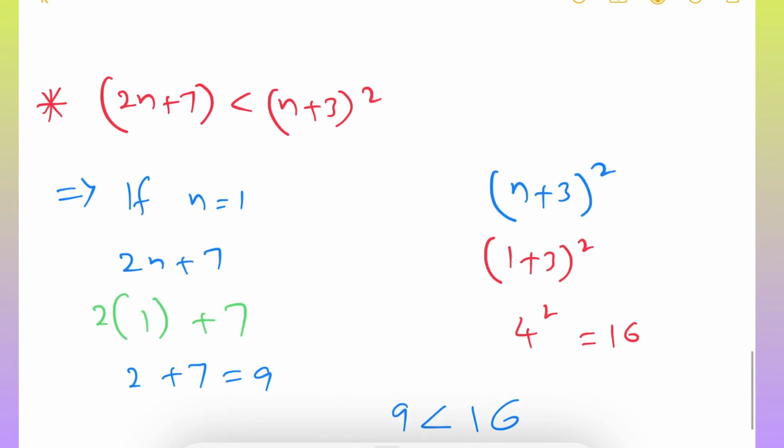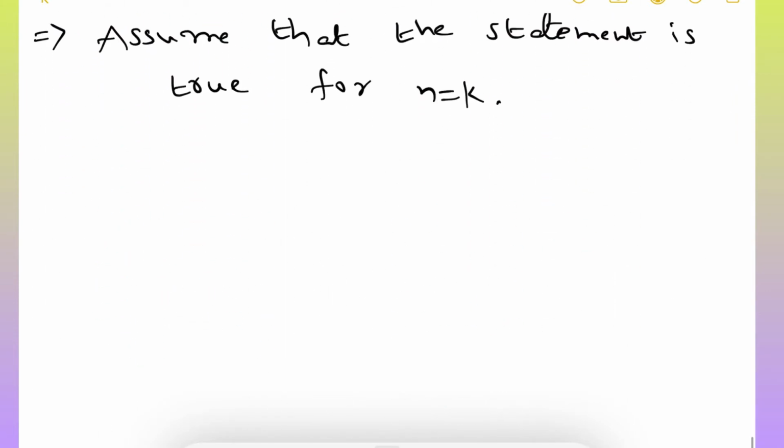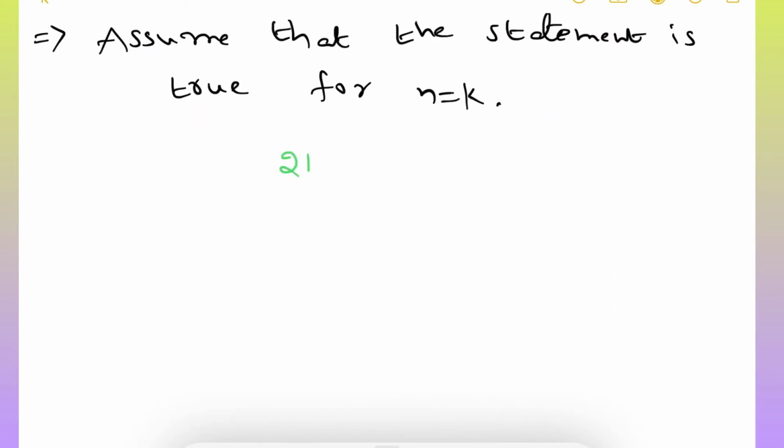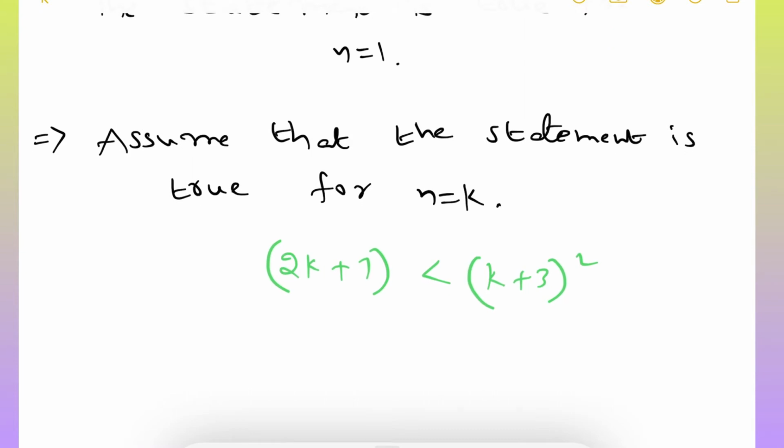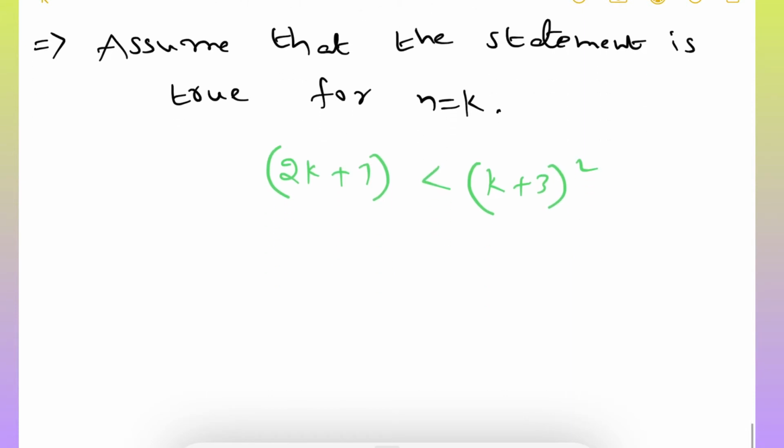Here 2n plus 7 is less than (n plus 3) whole square is there. So in the place of n, substituting k: 2k plus 7 is less than (k plus 3) whole square. This is the second step, and this second step we will use in the third step.